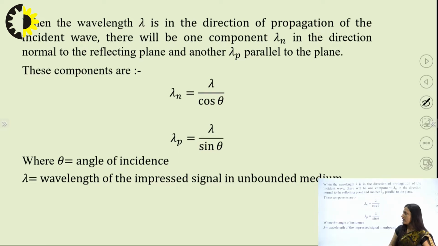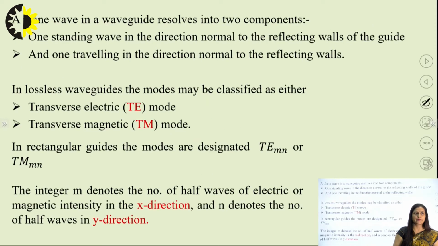From the last figure, we can calculate the values by using the Pythagoras theorem. Lambda n is equal to lambda upon cos theta, and lambda p is equal to lambda upon sin theta, where lambda is the wavelength of the signal entering the waveguide and theta is the angle of incidence. So there are basically two components of the wave. The first is lambda n, in the direction normal to the reflecting plane, and the second is lambda p, in the direction parallel to the plane.